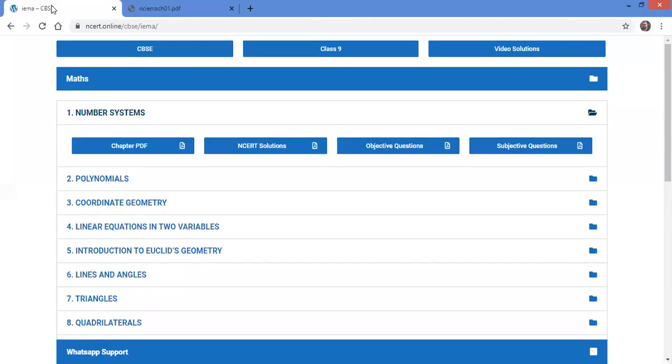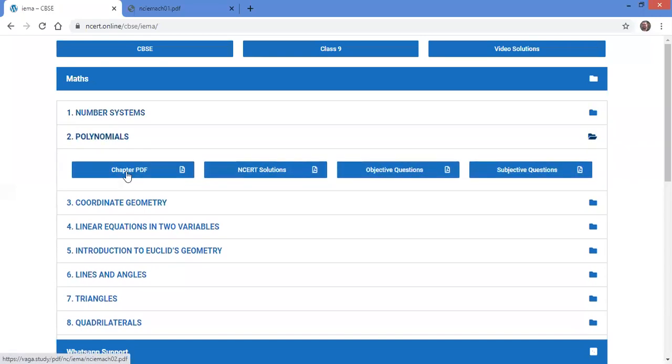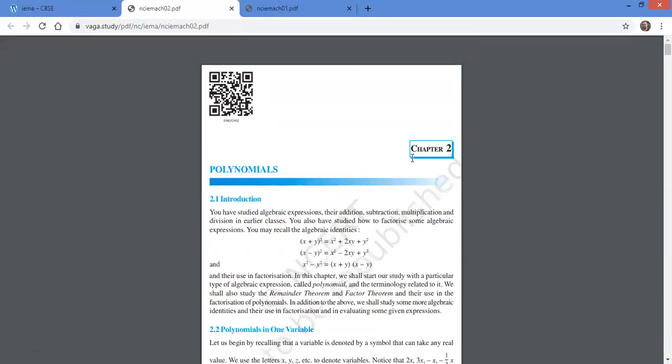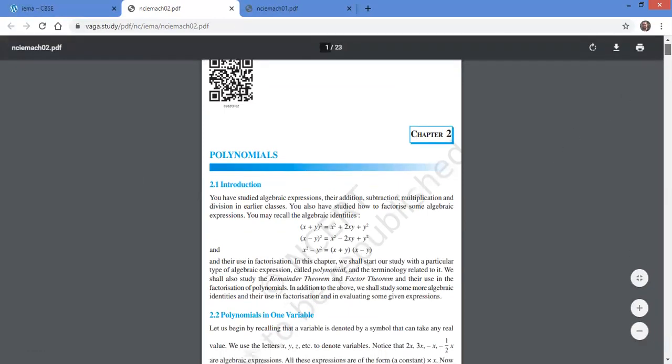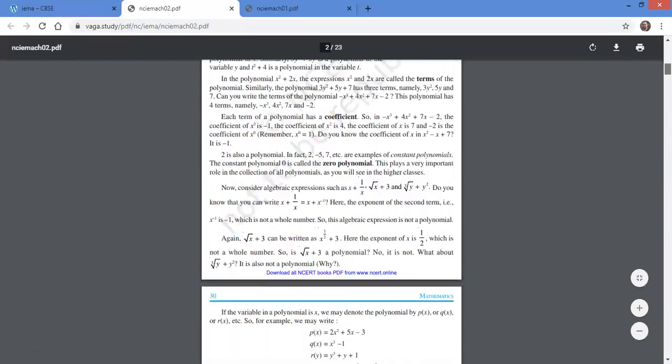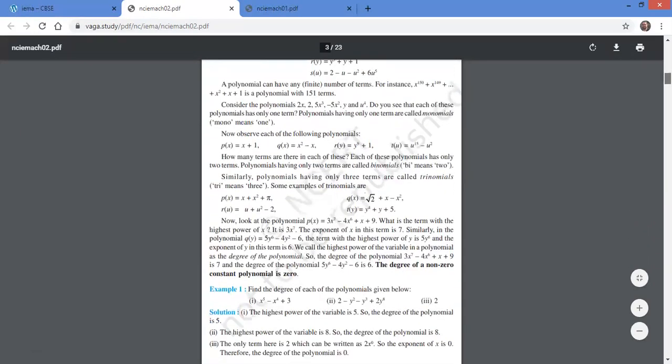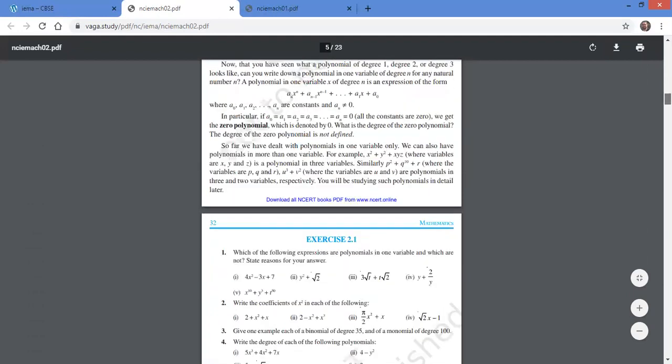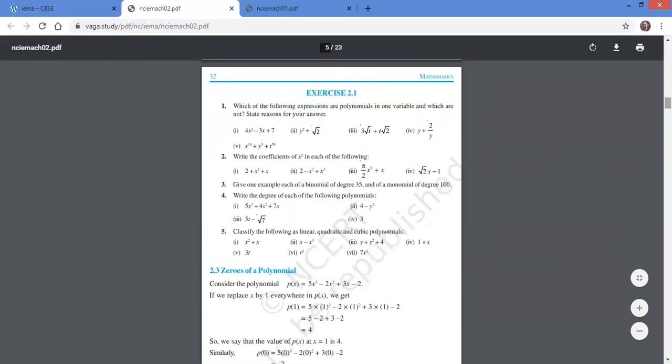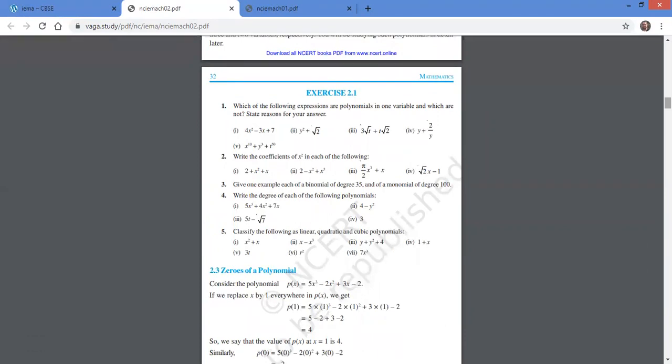So moving on to the next chapter, that is chapter number 2. The chapter is polynomials. Now in polynomials, we have a lot of identities. Now what is cancelled here? All this is there: monomial, binomial, trinomial. So the first exercise, the coefficients, all this is important. You should know the meaning of coefficient, what is degree 2, degree 3 equations known as, all this is part of the syllabus.